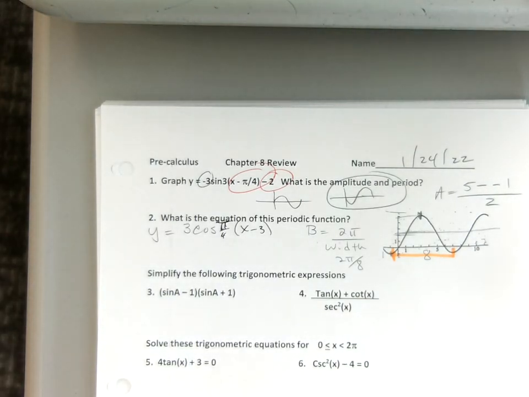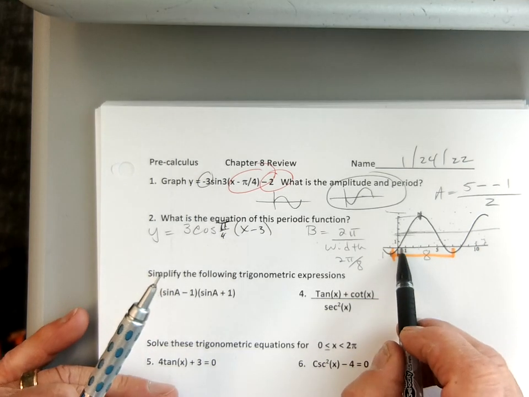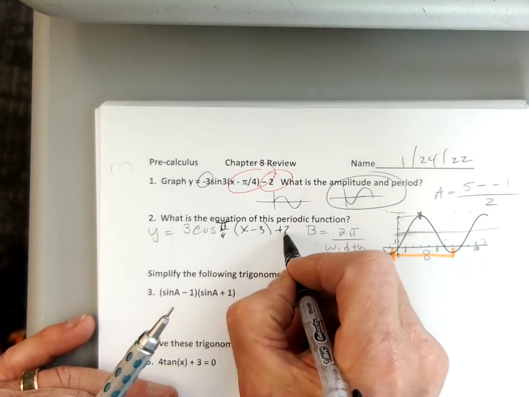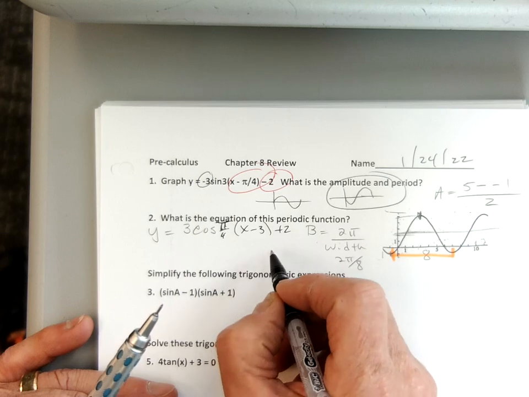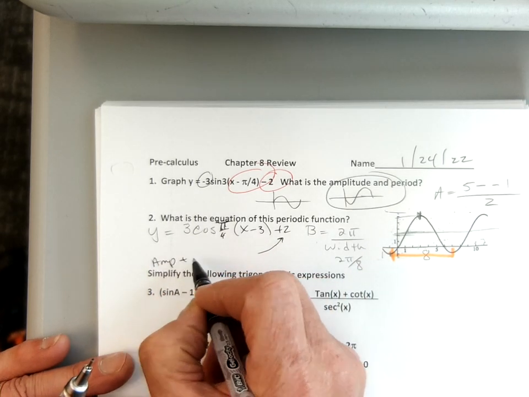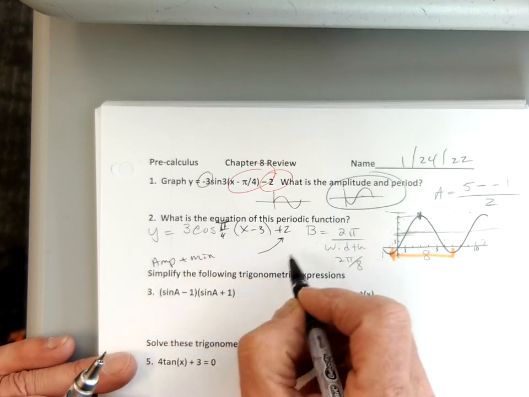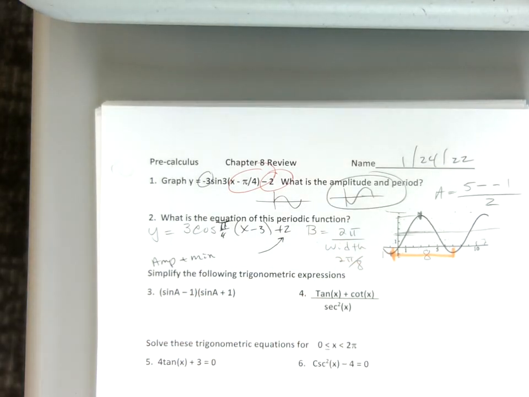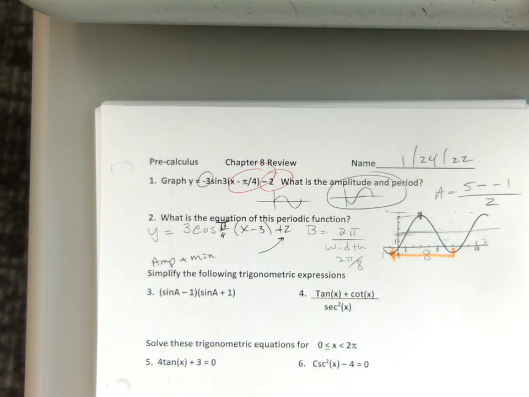And then finally, I see the whole curve's been moved up 2. So go plus 2. But if you can't figure out this number, this number is always going to be the amplitude plus the minimum. So the amplitude's 3, the minimum is negative 1, that makes 2, okay? That'll always work, okay?